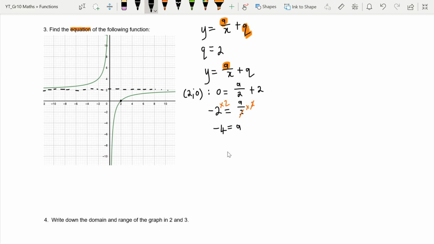Does it make sense that my a value is a negative? It definitely does, because we can see that it's in quadrant 2 and quadrant 4. So therefore, the equation of our hyperbola is y equals -4 over x plus 2. And we answered the question.